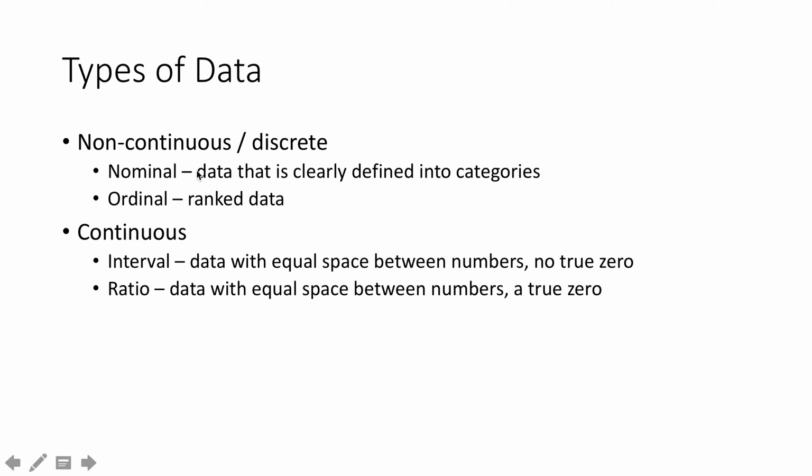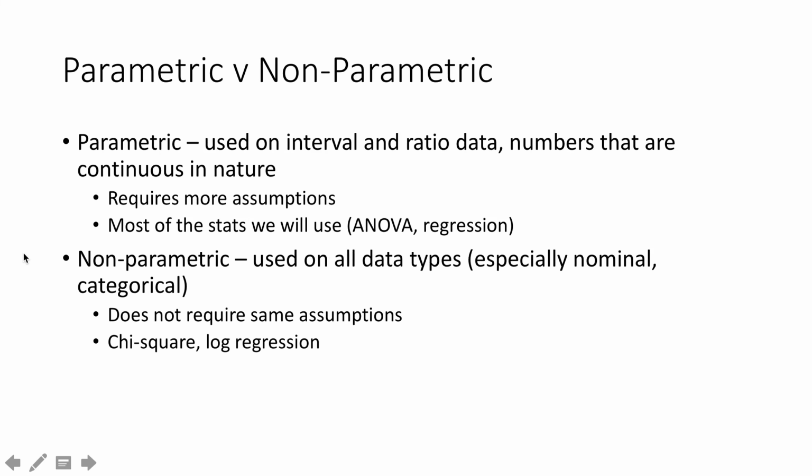So the big distinction here is that non-continuous data is non-parametric, and continuous data is parametric. So our parametric statistics are things that we're going to use on continuous data, continuous dependent variables, interval and ratio data, where the numbers are relatively continuous. That does require that we have more assumptions to check, which we'll talk about in our data screening section. And that's most of the statistics that you'll use and you'll see published. So ANOVAs, regressions, t-tests, correlations.